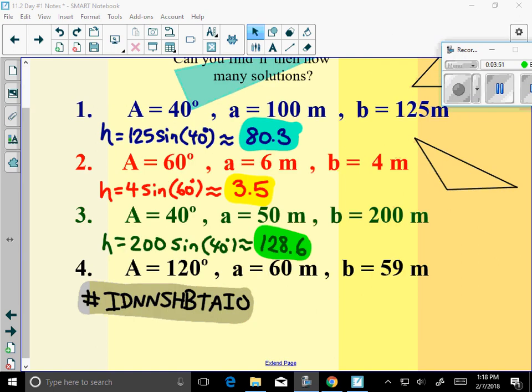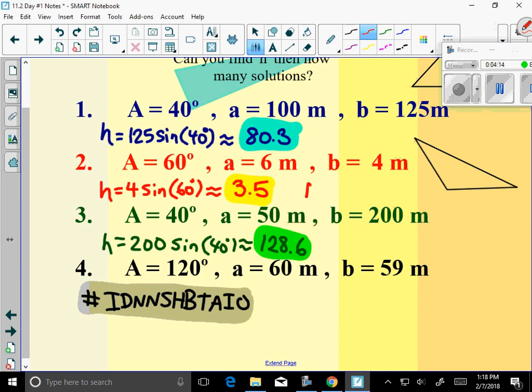All right. Hey, let's have a talk here. First thing you should always do is compare side A to your height. If it's shorter than the height, no triangle exists. So do we have a no triangle up here? Yeah, in number 2, because 3.5 is less than 6. I can say no solutions or no triangle exists.